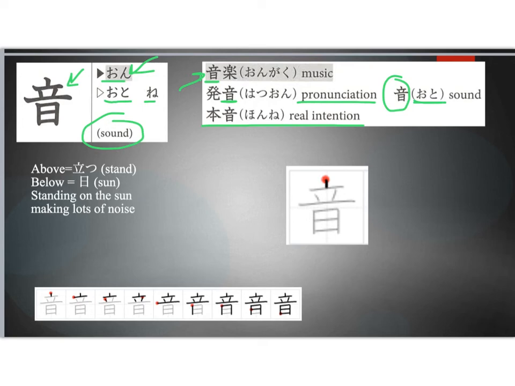The strategy for this one is that the radical above is tatsu, and below that you have the radical for sun. So standing on the sun, making lots of noise. And the stroke order is ichi, ni, san, shi, go, roku, shichi, hachi, kyu.